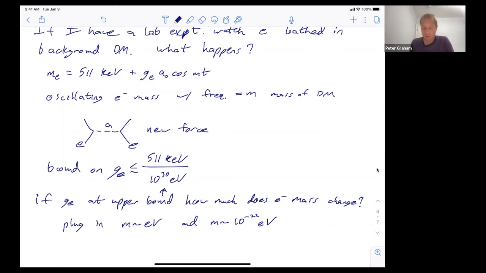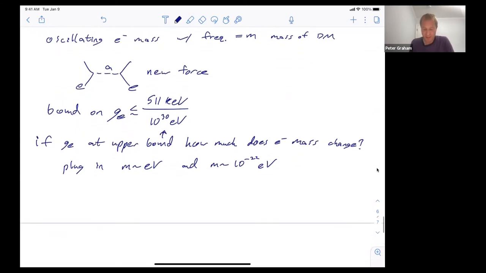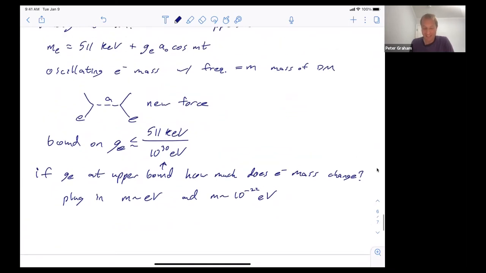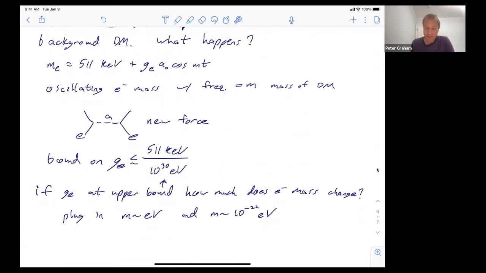Okay, in order to keep us moving along, I won't necessarily give you enough time, but let me go over it. Hopefully you had a chance at least to think about it. All right, so I want to know essentially how big is this signal? This is my signal of dark matter, right? How big is this term here? I'll call that term delta ME, the change in the electron mass, which is this coupling times the dark matter field, in size and magnitude, oscillating of course like cosine MT.